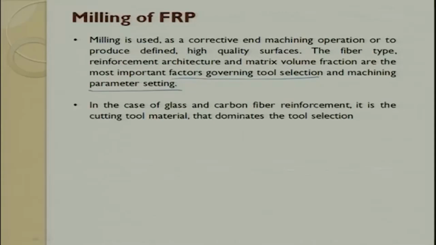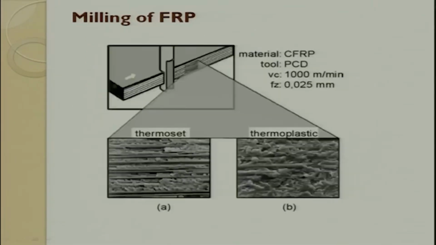In the case of glass and carbon fiber reinforcement, it is the cutting tool material that dominates the tool selection. Now look at thermoset and thermoplastic. In thermoset, the cut is clean because the matrix cannot expand or contract; it is already set and cured. So, you get a good cut of the matrix and you see the fibers running along. In thermoplastic, the matrix gets softened and resolidified, so you see an improper cut in the matrix.